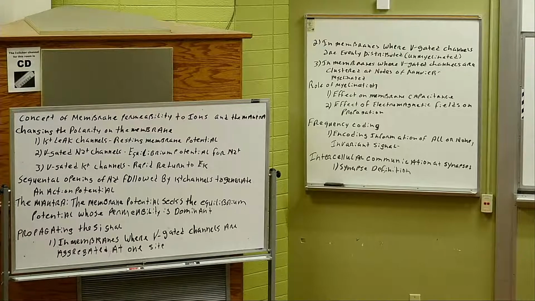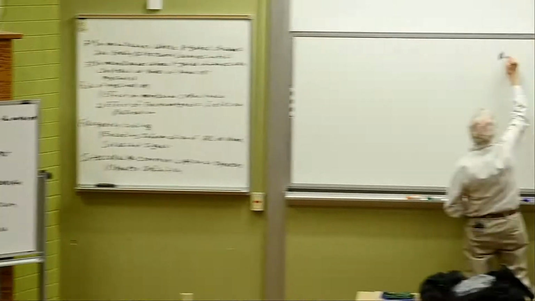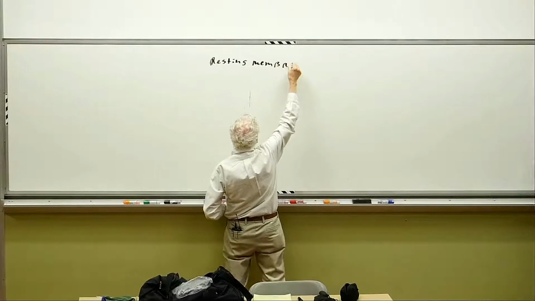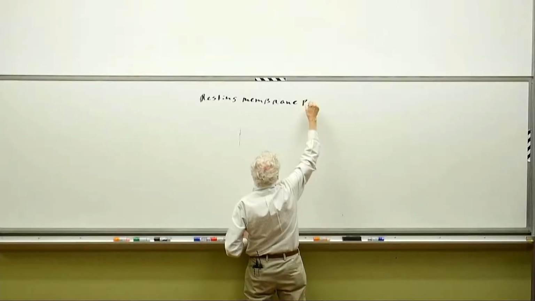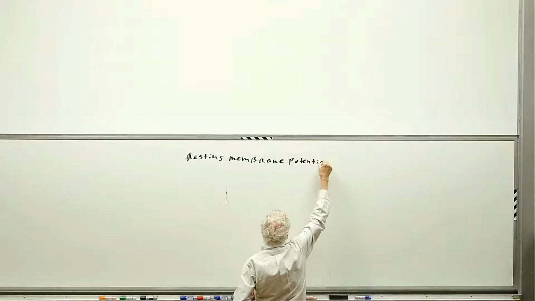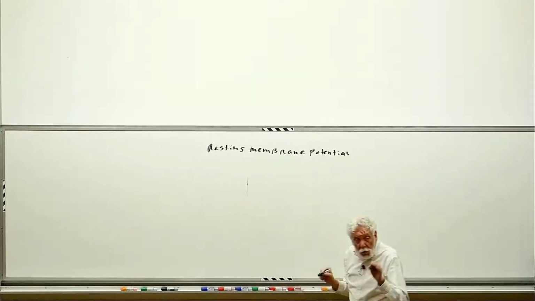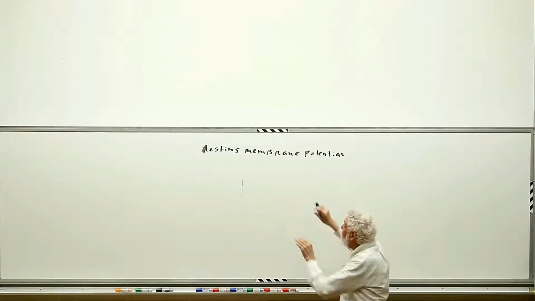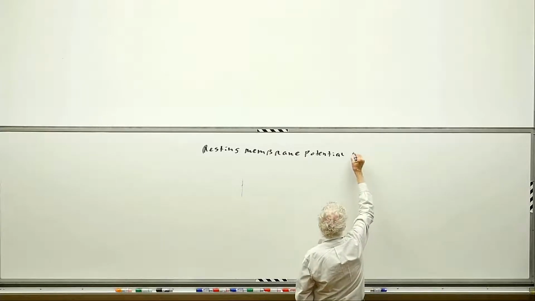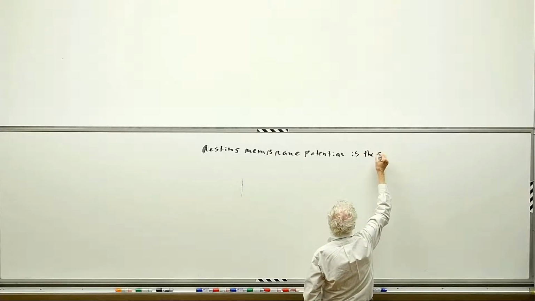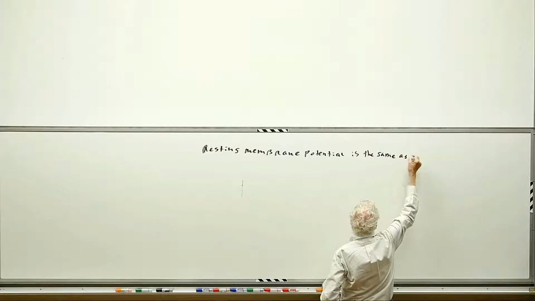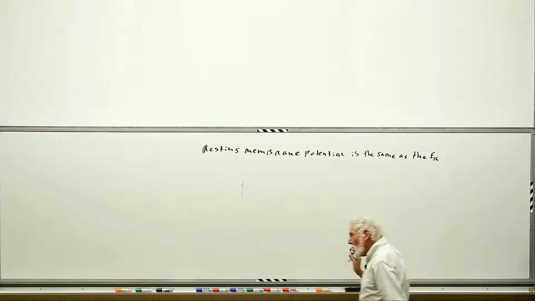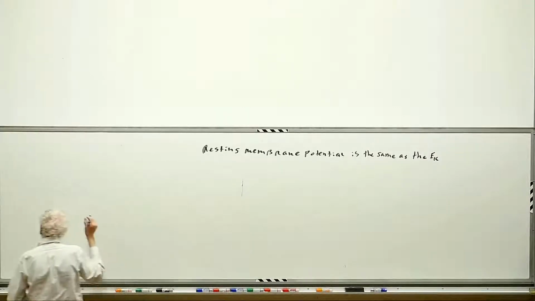Again, with the concept of the resting membrane potential. Now, it's a bit of a lie, and I'll tell you why and how it's a bit of a lie later on in a slide. But for now, we're going to say the resting membrane potential is the same as the equilibrium potential for potassium. So let's rethink how we got to the equilibrium potential for potassium.